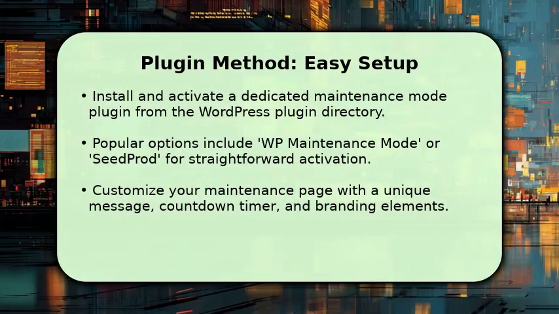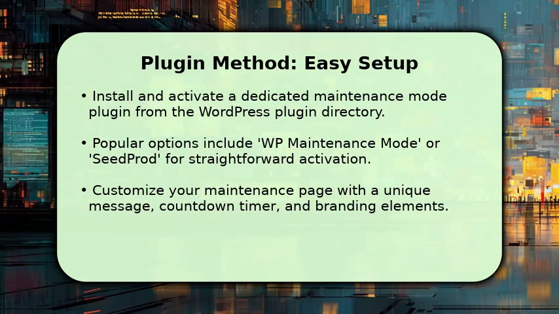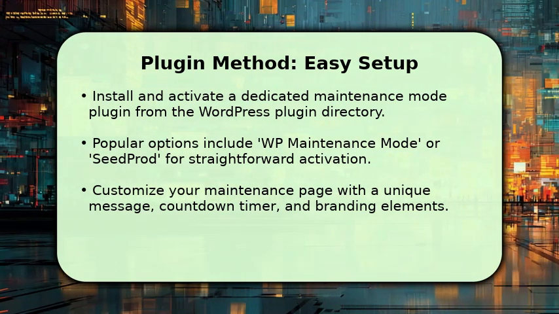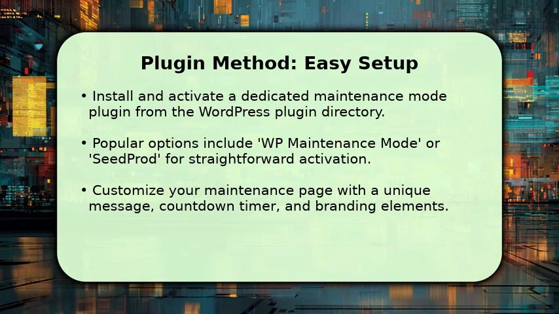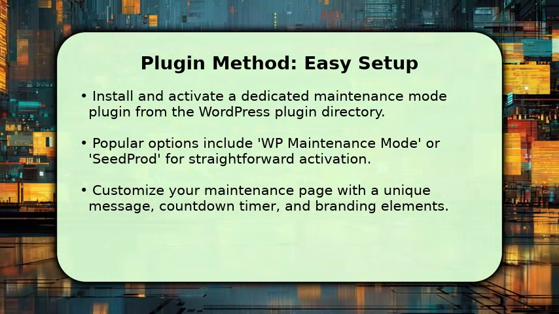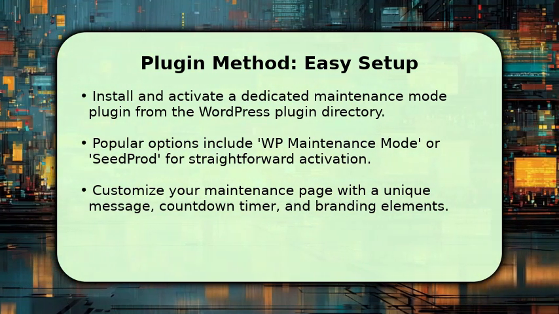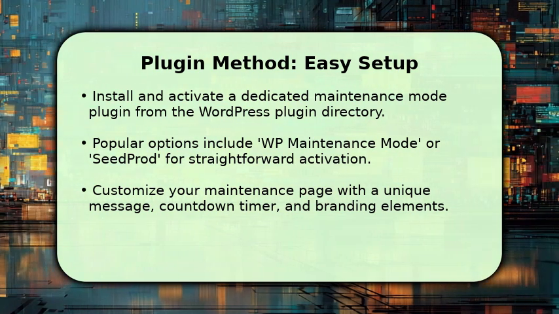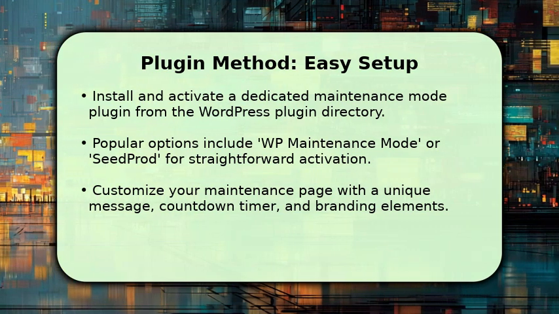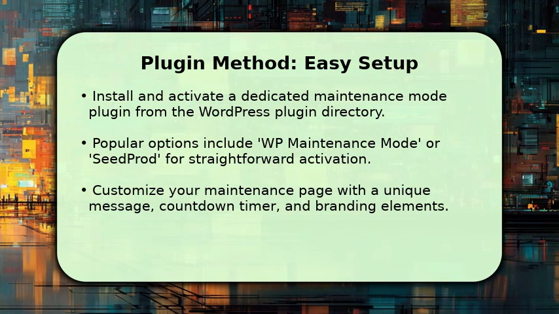The easiest way to enable maintenance mode is by using a dedicated plugin. Popular options like WP Maintenance Mode or Seed Prod offer a straightforward one-click activation. After installation and activation, you can customize your maintenance page with a unique message, a countdown timer, and even social media links. This method requires virtually no coding knowledge, making it ideal for most WordPress users seeking a quick and effective solution for their site's temporary downtime.